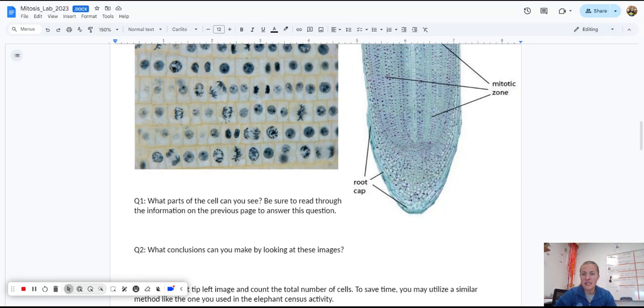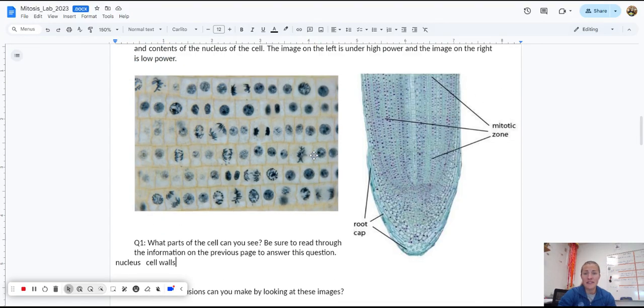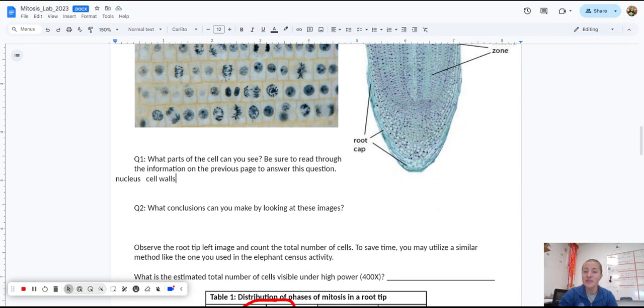So if we try to go through and answer some of these questions, so what parts of the cell can you see in this image of the cell? I can see the nucleus. I can also see the cell walls, and not much more. So what conclusions can we make by looking at this image? Well, in the actual root of that cell, I see a lot of cells that are actually physically undergoing the process of mitosis. I see a lot of different things happening in these cells. They're not just those regular solid block nuclei. So conclusions, these cells are actively dividing.